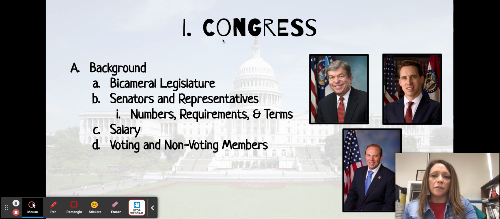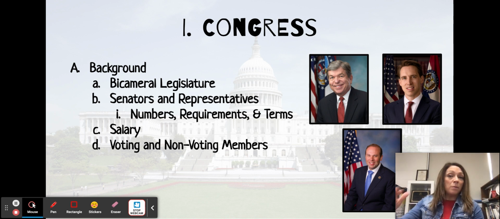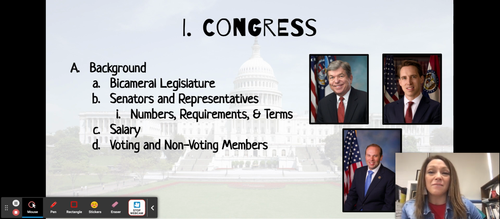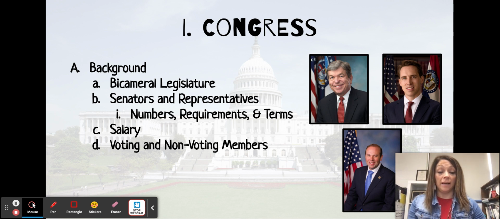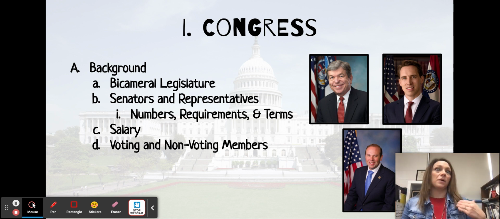The salary, this is what everybody always wants to know. Typical members of Congress make $174,000 a year. If you get elected in November and you take office in January, you make $174,000. Now, if you're in a leadership position, like a majority leader or the Speaker of the House or something like that, then you make about $190,000 a year. And we'll look at that in class.